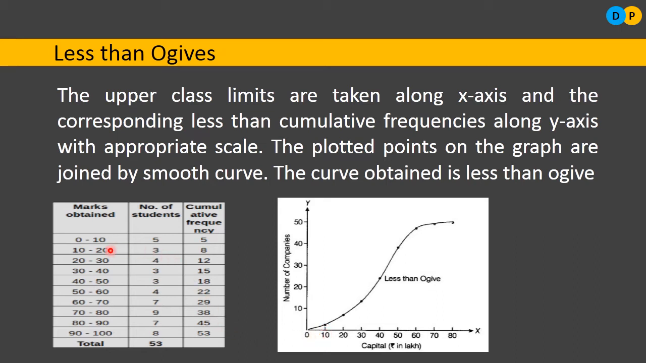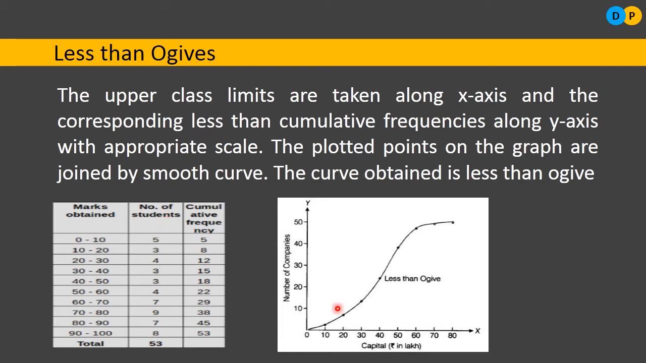For example, let us say for the upper limit 10 on the x-axis, we'll be noticing what the less than cumulative frequency is: 5. For example, 5 somewhere here. I'll be making one plot, one marking here. Next, for 20, somewhere here, 8. Similarly, for 30, 12. After plotting the points, they need to be joined by a smooth curve, not by straight lines. So the plotted points on the graph are joined by a smooth curve. The curve obtained is the less than ogive.